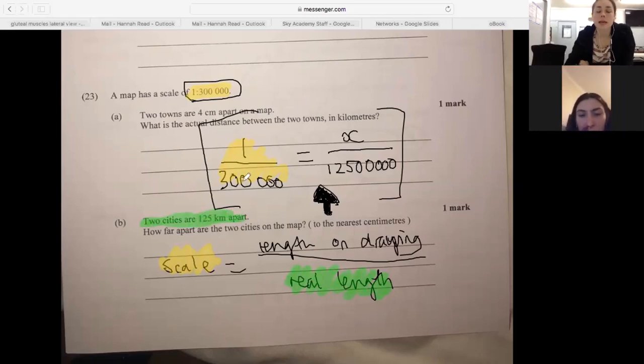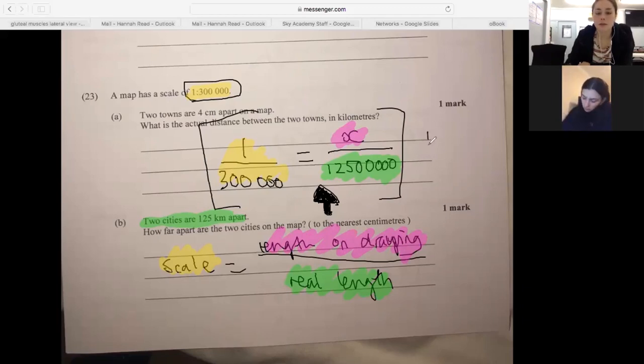But because my scale was in centimeters, I put my kilometers into centimeters to get them to the same measurement. And then I needed to figure out what X is, and X was the length on the drawing in centimeters. Because I had already turned the 125 kilometers into centimeters, whatever my answer is will also be in centimeters. Does that make sense? Cool.